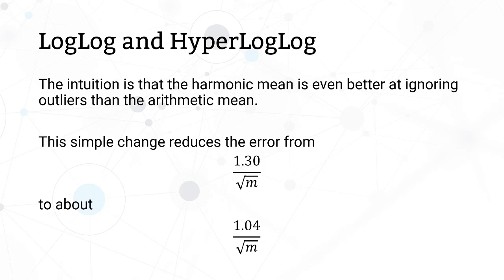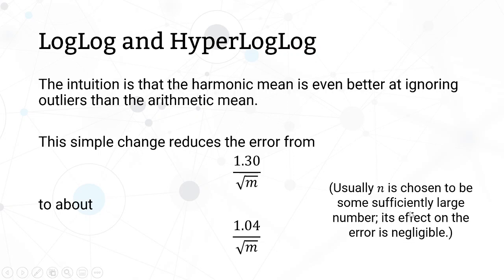Normally we pick a reasonably large value of m, and this will tend to 0. Right. So n is usually chosen to be some sufficiently large number. Its effect on the error is negligible, because if we pick n to be really large, then it's not going to have that much impact on this error here. So we don't have n here.